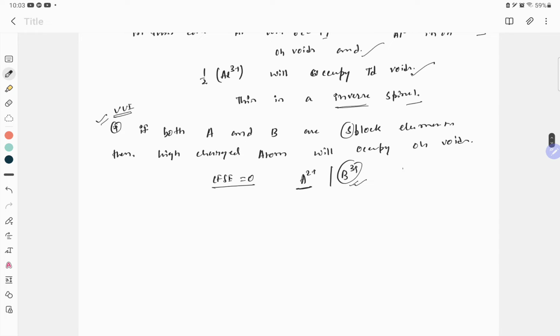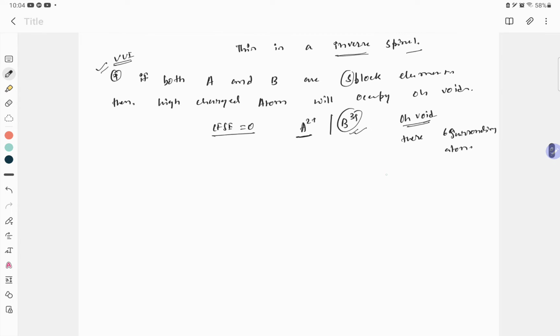So in an octahedral void, we know that there are 6 surrounding atoms. This is an octahedral void. This is octahedral, all 6 atoms, and here it is an octahedral void.